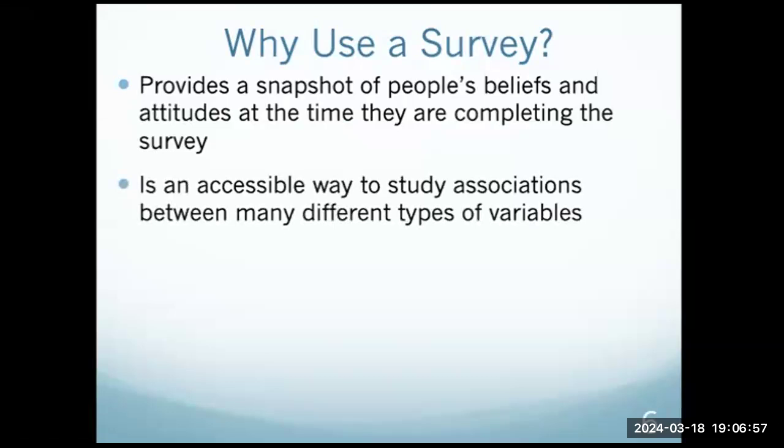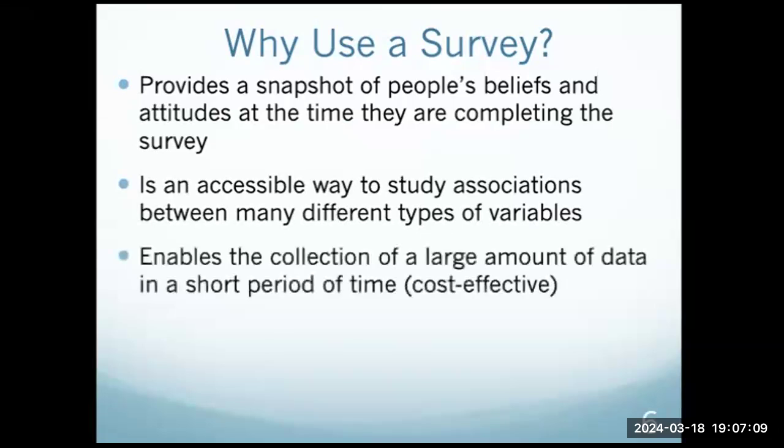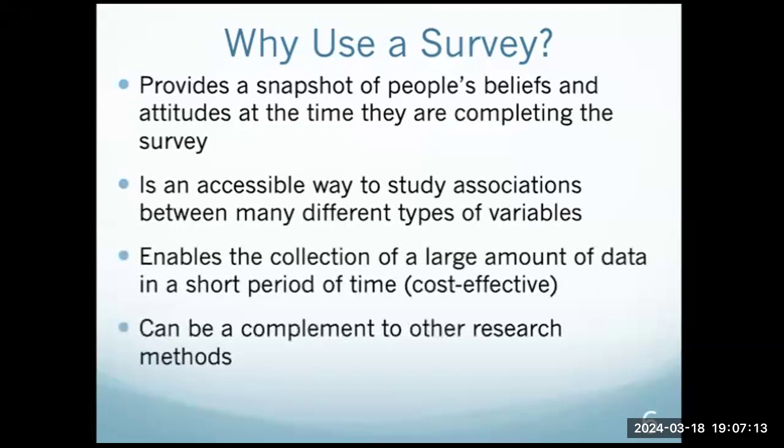It's very useful for studying associations. We use surveys for correlations all the time, right? So you can get a lot of information about many different variables in a short period of time, and that makes them extremely attractive for research. So it enables the collection of a large amount of data. So it's really cost effective. And we often use it as a complement to other research methods.